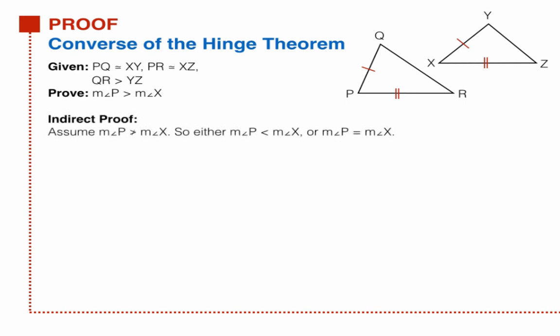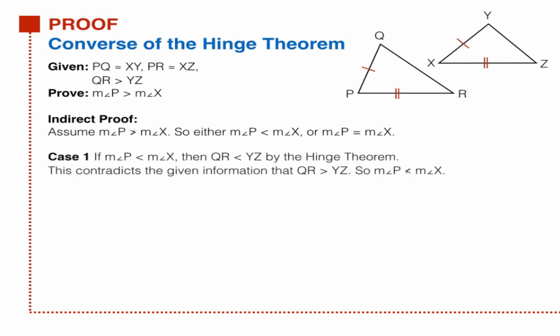Indirectly, we assume that the measure of angle P is not greater than the measure of angle X. This gives us two possibilities. This either means that the measure of angle P is less than the measure of angle X, or it means that the measure of angle P is equal to the measure of angle X. Well, let's look at the consequences. First, case one. If the measure of angle P is less than the measure of angle X, then QR is less than YZ by the Hinge theorem.